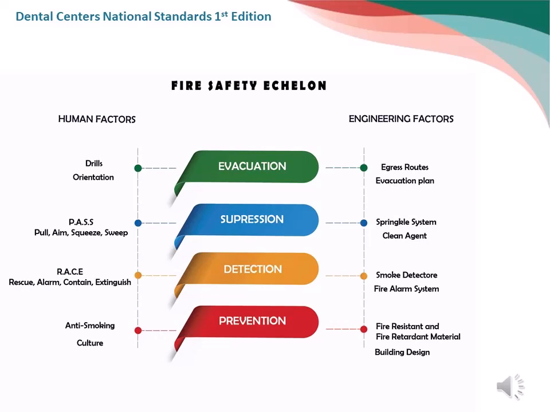And the last is evacuation. If unfortunately you already failed on all these 3 stages, you need to evacuate. Your staff needs to know how to evacuate, where to evacuate, what the process is, and how to transfer the patients. All of this needs to be done so your staff is aware of exactly what to do. These are the 4 stages of the fire safety echelon, which I think you should be well aware of.